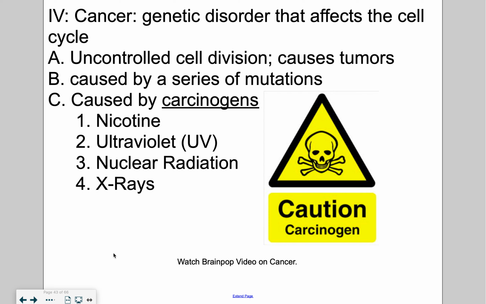But it can be caused by a series of mutations, and you're going to see that in the BrainPOP video I'm going to show. It can be caused by chemicals as well, called carcinogens. Carcinogens are chemicals that can bring about cancer, like nicotine and tobacco smoke, ultraviolet light from the sun, nuclear radiation, as well as X-rays.